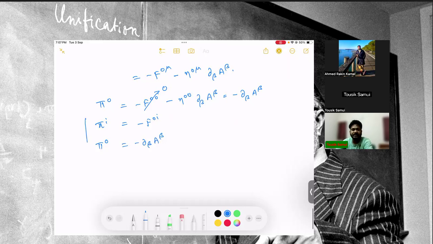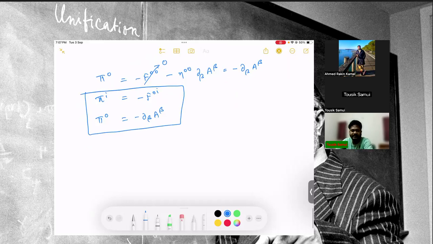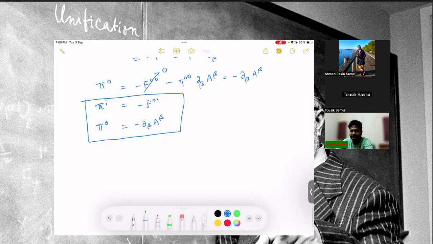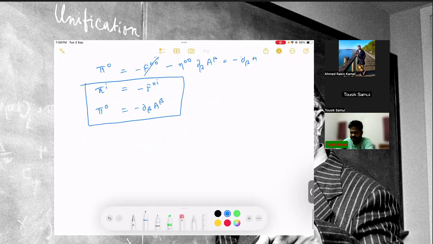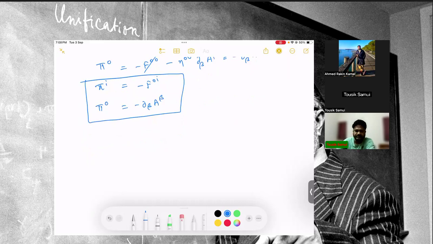So these are the two conjugate momenta that we get now. Okay, so now the next step would be to quantize, to introduce appropriate commutation relations. Okay, so let us introduce that.